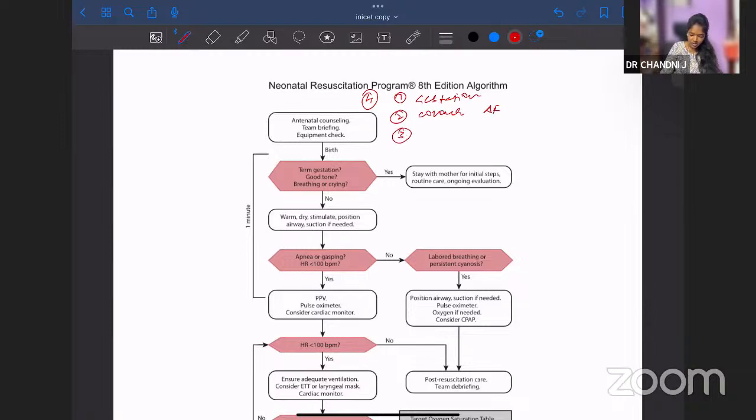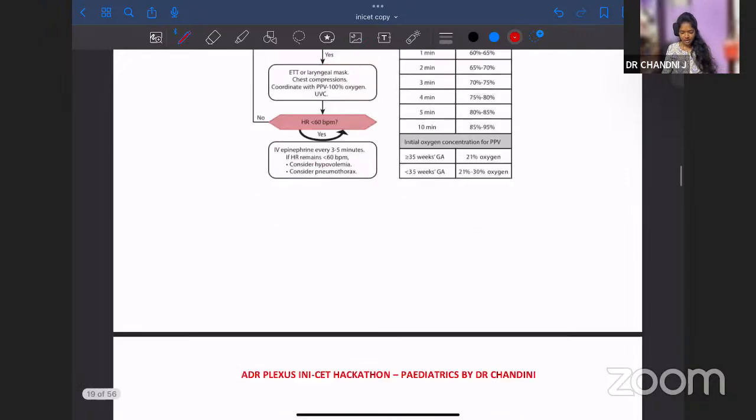The third question is, are there any risk factors? The fourth question is about umbilical cord management. What about umbilical cord management? There is a term called delayed cord clamping.